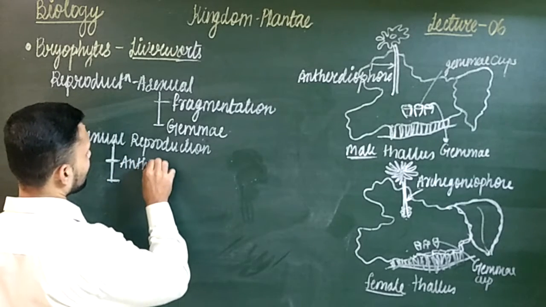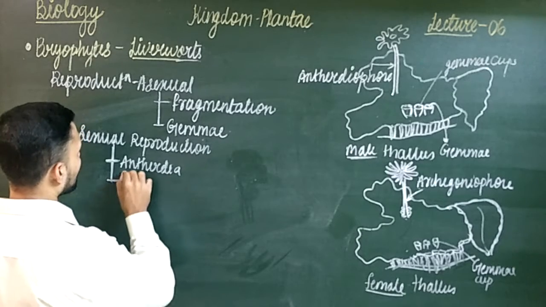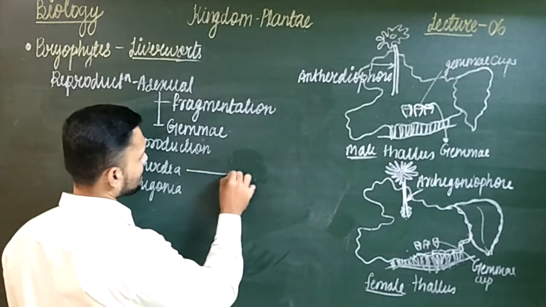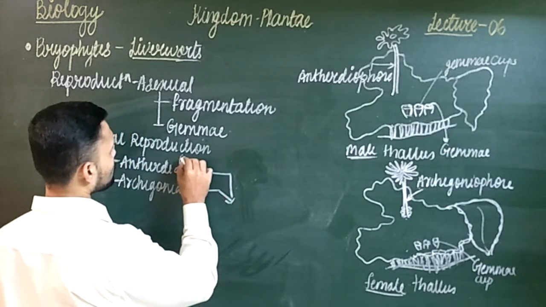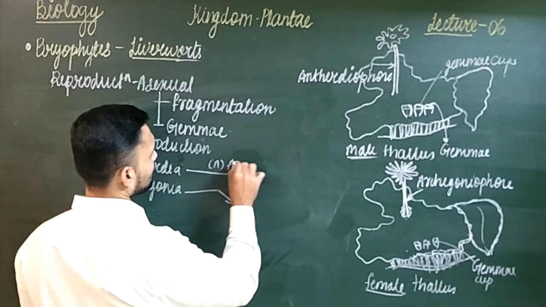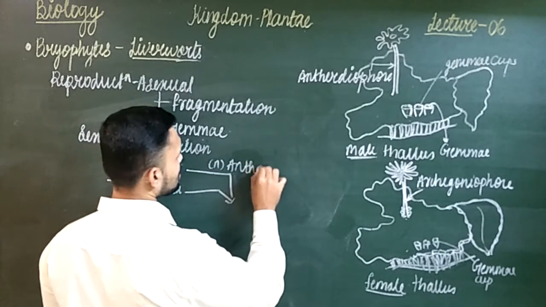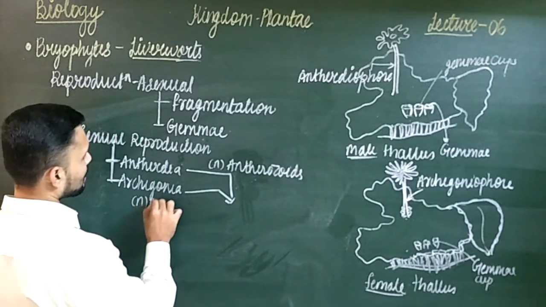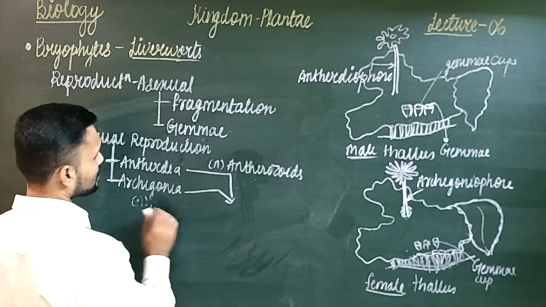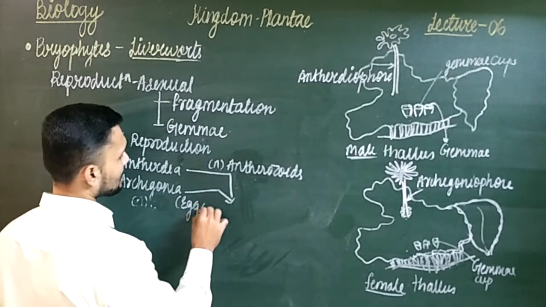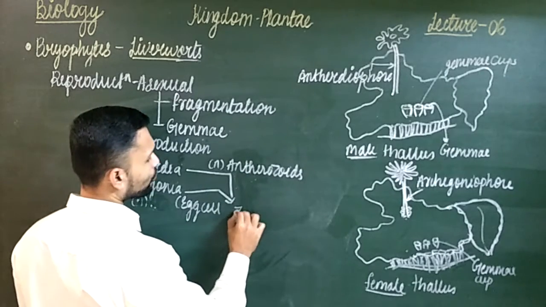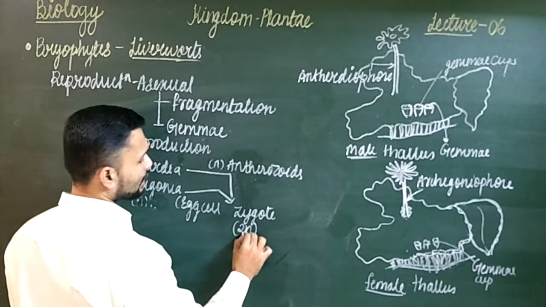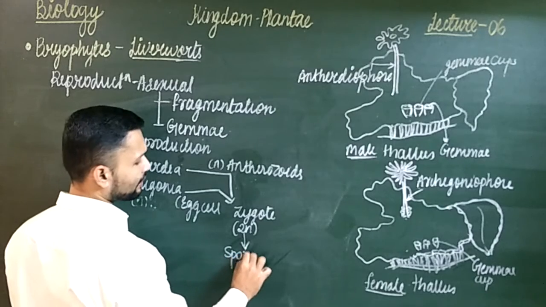So antheridia and archegonium will produce the gametes, and these gametes will meet. They will produce haploid gametes, that is antherozoids, the male gametes. They will produce the female gamete, which is the egg cell. The egg cell and antherozoid will meet to form the zygote. Now this zygote, obviously we know, is diploid. It will undergo mitosis to form the sporophyte.